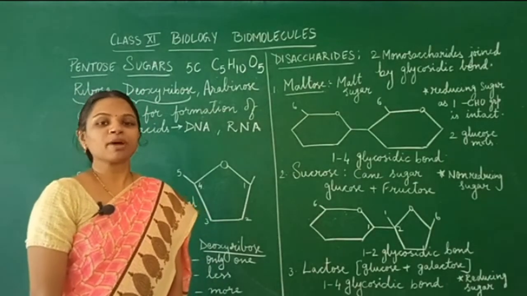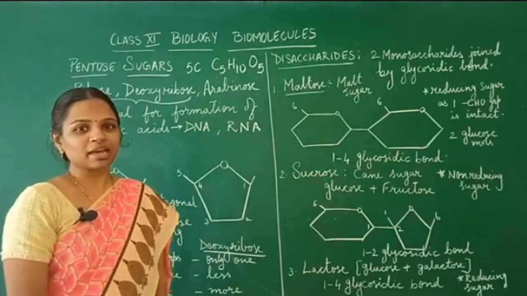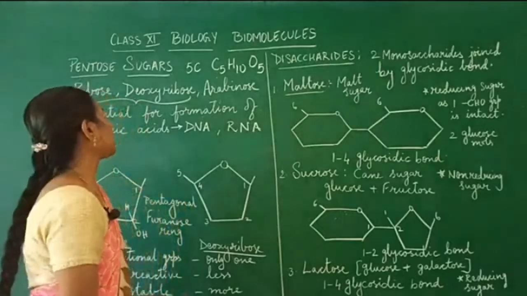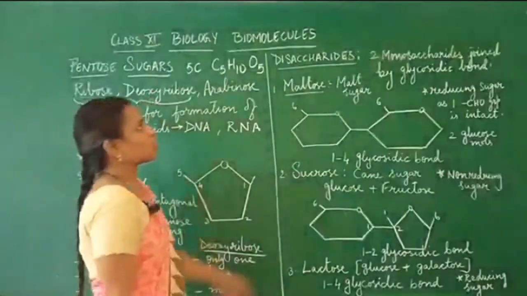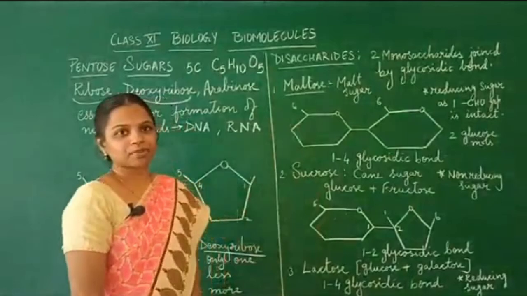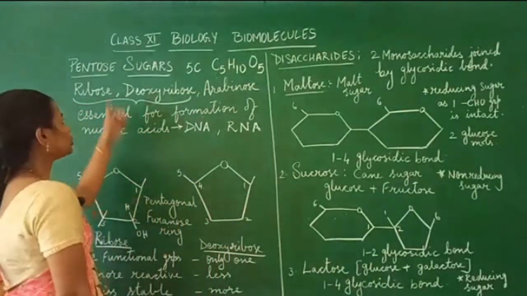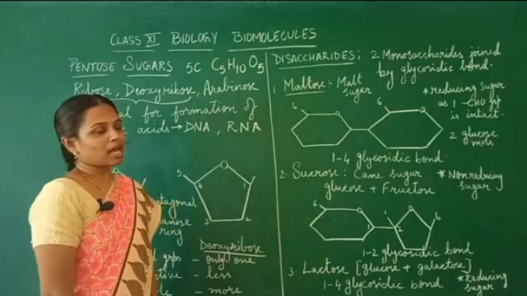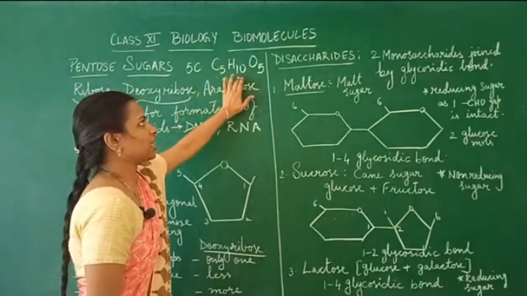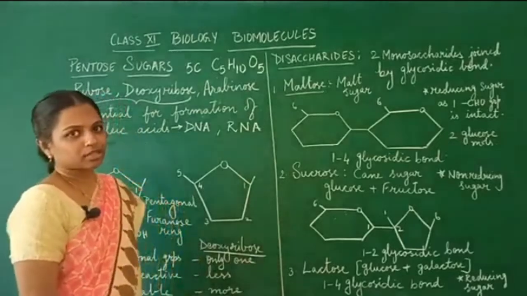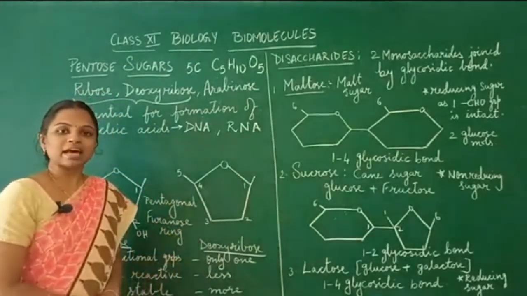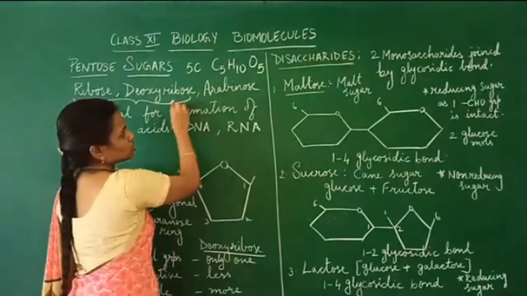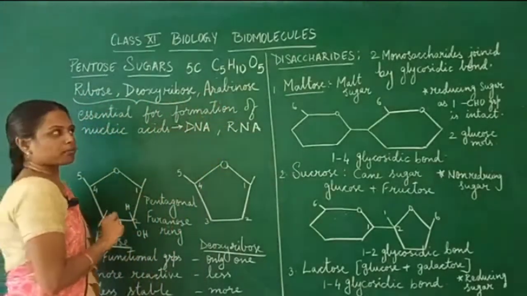In the chapter Biomolecules, we have been learning about hexose sugars in the previous video. Today, we will be learning about the pentose sugars and also disaccharides. We know that the pentose sugars are made up of 5 carbon atoms and its formula is C5H10O5. We also have learned that the examples of pentose sugars are ribose, deoxyribose, arabinose and so on.